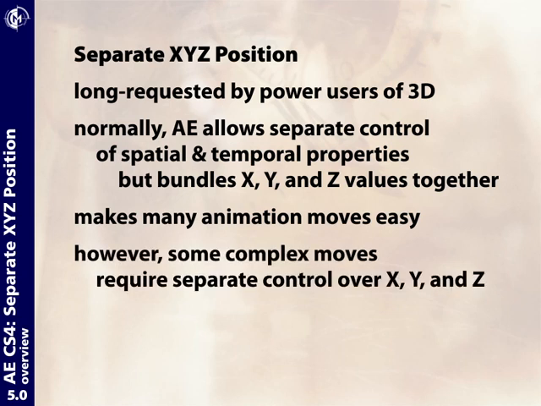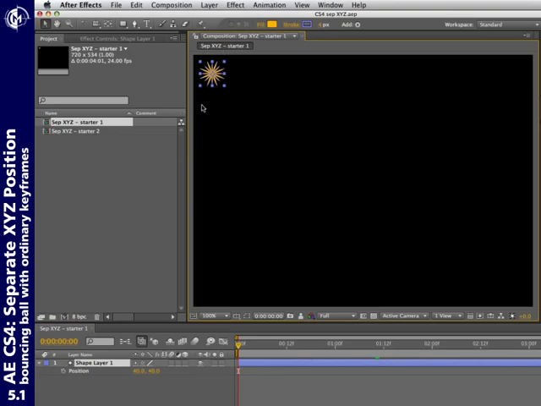However, there are some animation moves that are just very difficult to handle when you can't get separate access to X, Y, and Z. One classic case is a bouncing ball animation. Here in After Effects, I've added a very simple layer. Let's say that during the course of this composition, I just wanted to bounce off the bottom and end up down here. This is kind of hard to set up.